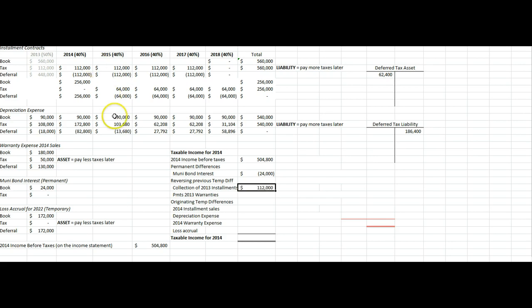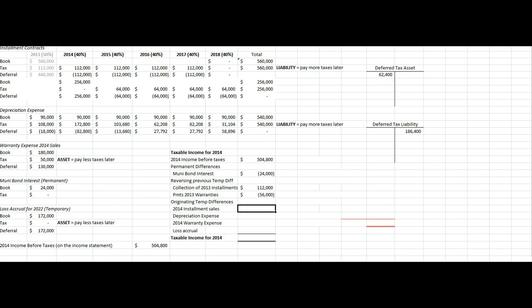We've got some stuff reversing out. That $112,000 is reversing out on the 2013 sales because we got some cash in during 2014. So on our tax return, we had to book the gross profit associated with those sales of $112,000. We also made payments of $56,000 on last year's warranties. So remember, we couldn't take that tax deduction just because we estimated they were going to come in. We had to wait until we actually made the cash payments.